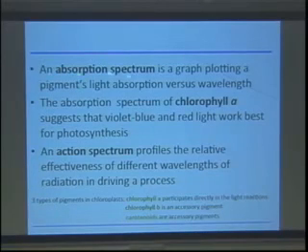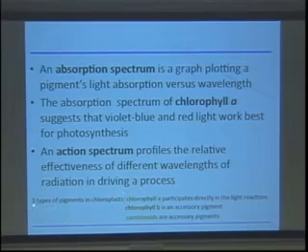Okay, so we can then plot things out. We can plot out an absorption spectrum. This is basically a graph that plots a pigment's light absorption versus the wavelength. If we have an absorption spectrum of the major pigment in plants called chlorophyll A, what this shows is that wavelengths on either end of the visible spectrum, namely blue-violet light as well as red light, tend to work best for photosynthesis, whereas chlorophyll A really doesn't absorb light in the middle of the spectrum, namely the green wavelengths. And then we can also plot what's called an action spectrum. What this tells us is the relative effectiveness of different wavelengths of radiation in driving a particular process. And we'll look at an example of this in just a moment.